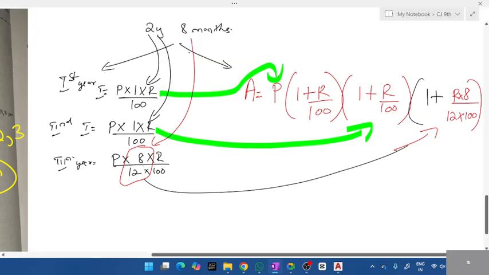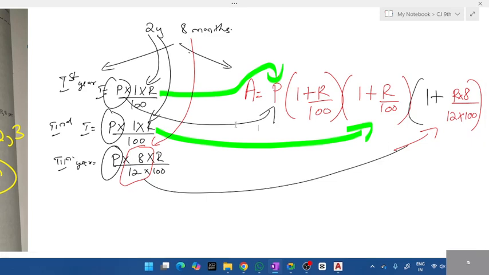Yes, 8 into R. Look at this. R into 8 by 12 into 100. The only difference is P. For all the other three, we have taken P as one common value. Just go through what I've done: 2 years, 8 months, with formula and without formula.